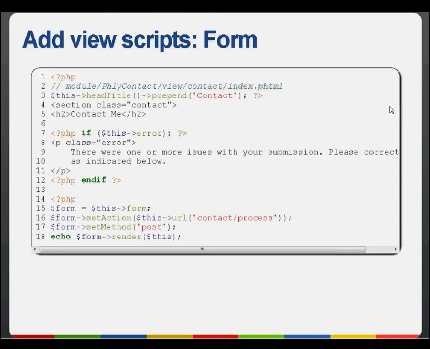But we check to see first if we have an error. If so, we display an error, and we give them a nice little error message. And if not, we don't display that portion. And then at the very end, we grab the form. We set the URL to use the contact/process route. So URL uses routes by default. And we set the method to post, and then we render the form. And that's it. Very simple.